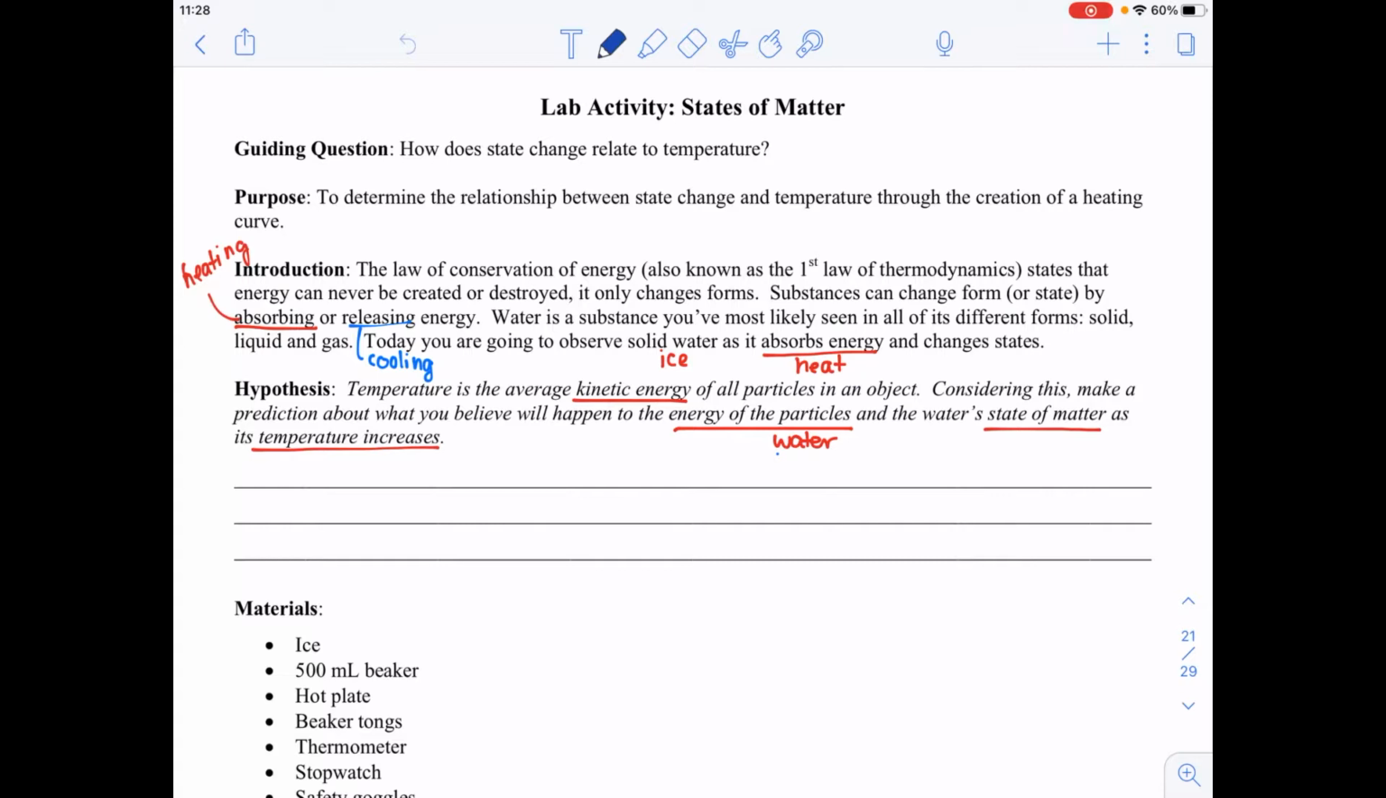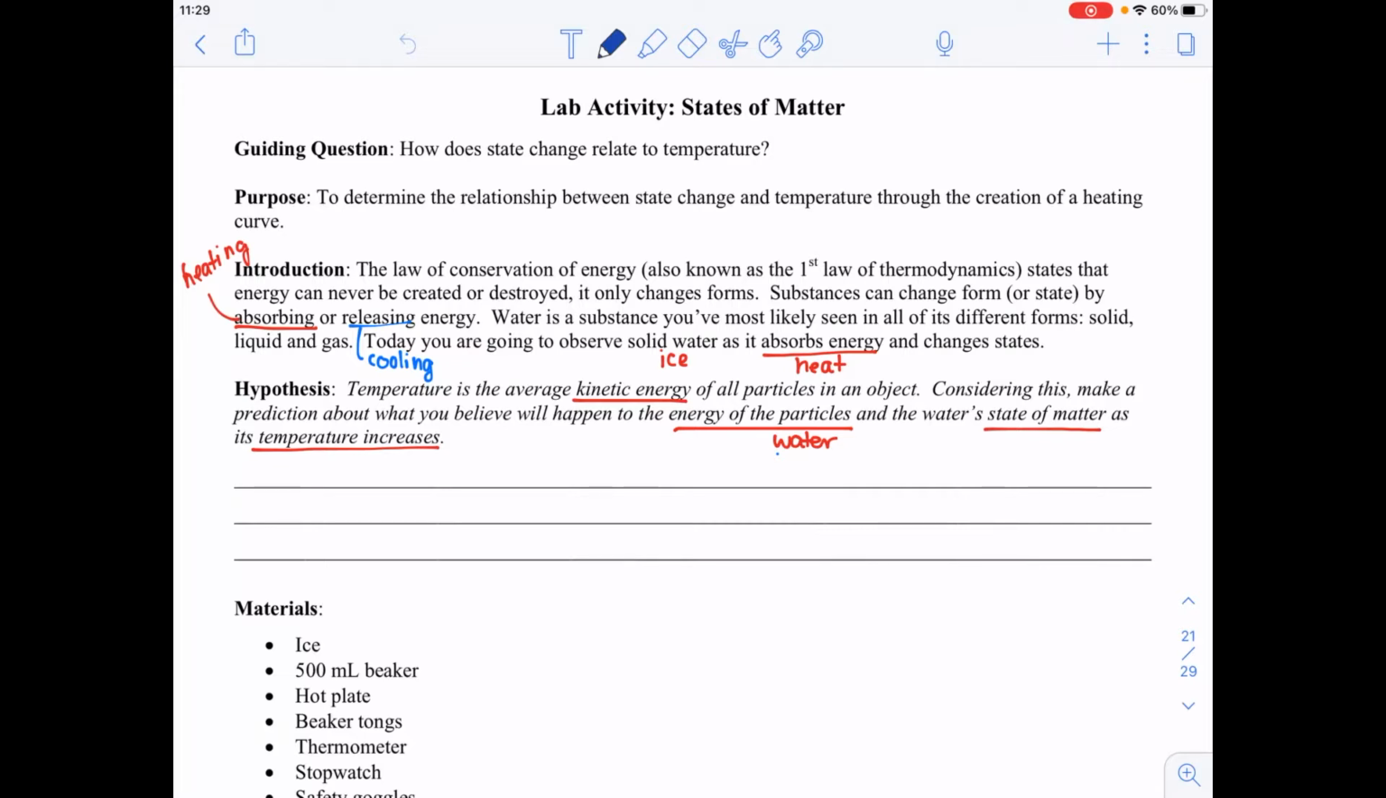Substances can change form or state by absorbing or releasing energy. Absorbing energy would be heating it, and releasing it would be cooling it or removing the heat in some way. Water is a substance that we've seen in all its forms: solid, liquid, and gas. Today we're going to observe solid water, aka ice, as it absorbs heat or energy and changes states. We're going to observe it in all three states: solid, liquid, and gas.